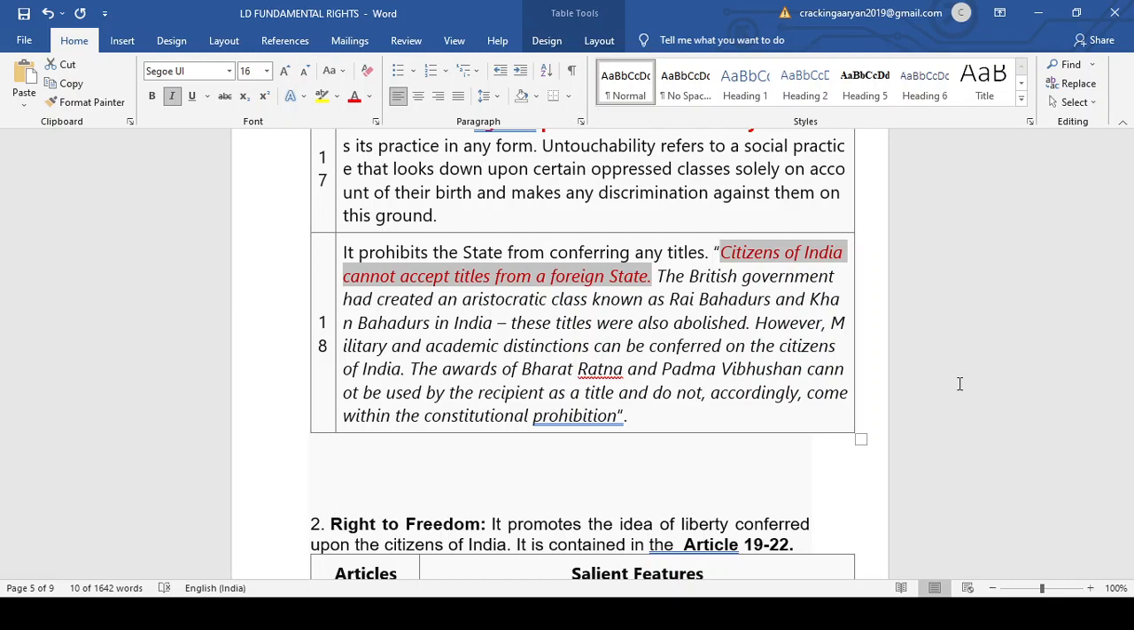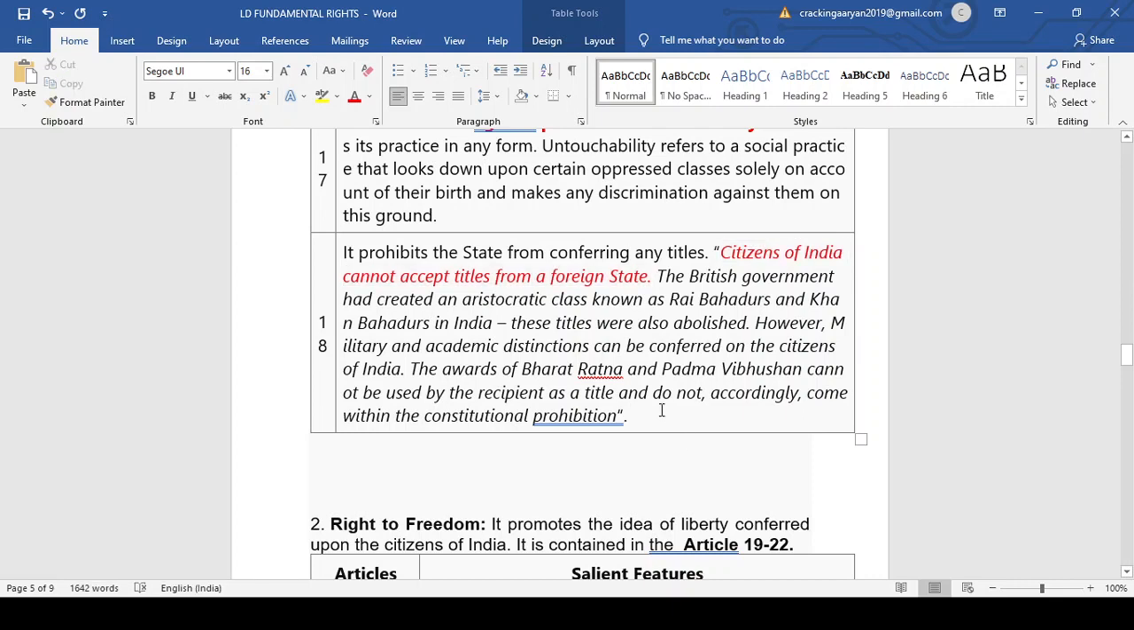Okay. Another important thing is, it is not mentioned here. Article 18 clause 3 says that no person who is not a citizen of India shall, while he holds any office of profit or trust under the state, accept without the consent of the President any title from any foreign state. It means you are not an Indian citizen. Okay, very good.